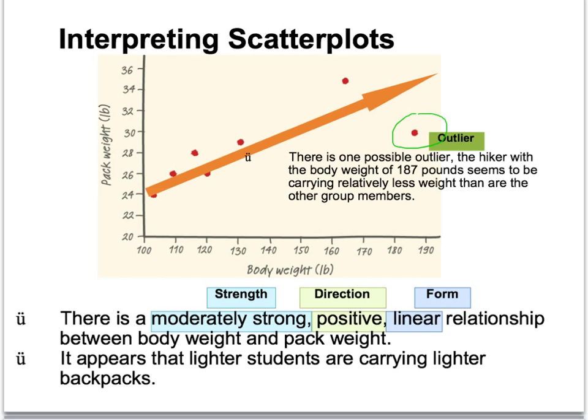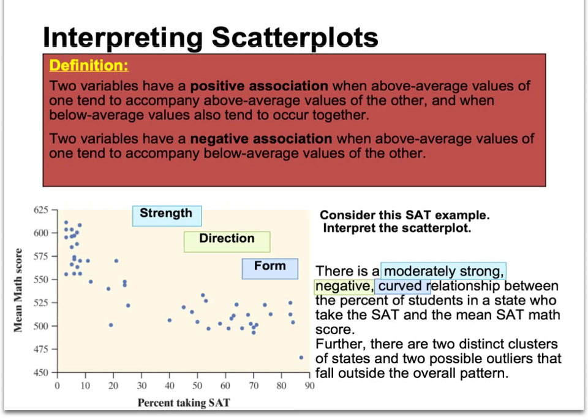Okay, but you can see here that this is a good sentence that describes it: this is a moderately strong, i.e. strength, positive, that's the direction, linear relationship, which is the form, between body weight and backpack weight. So in other words, people who weigh heavier tend to carry heavier backpacks, and likewise people who weigh lighter also carry lighter backpacks. Okay, so a positive association basically is when you see a graph that's moving up. As you move across the x-axis, the y values are getting bigger and bigger. A negative association would be in reverse. As you move across the x-axis, the y values are getting smaller and smaller.